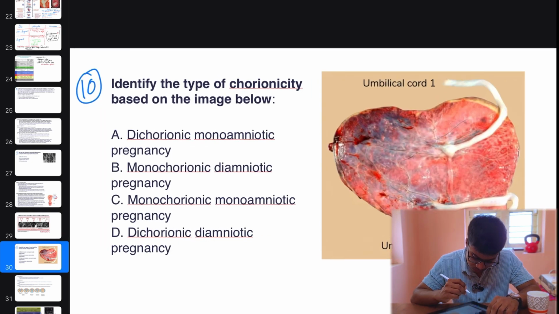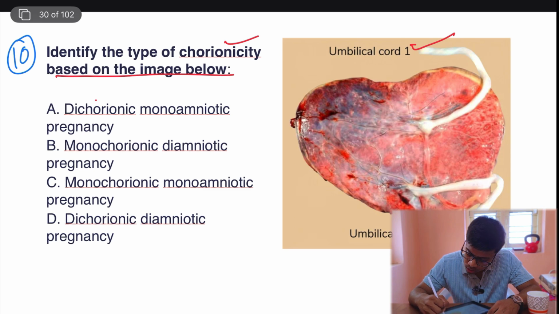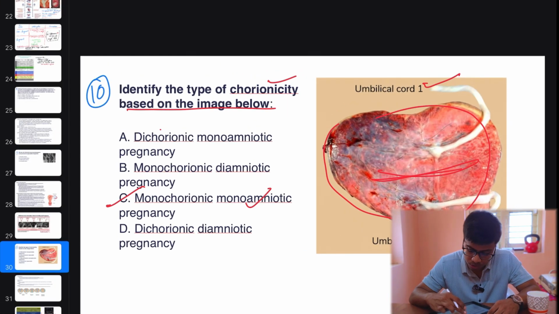Now coming to this question: identify the type of chorionicity based on the image. This is very important. Dichorionic means two chorions, monoamniotic means one amnion. So let's see, there are two umbilical cords and there is a single placenta, so it will be a monoamniotic pregnancy. And the chorion is also single, there is no division in between, so it's a monochorionic monoamniotic pregnancy.